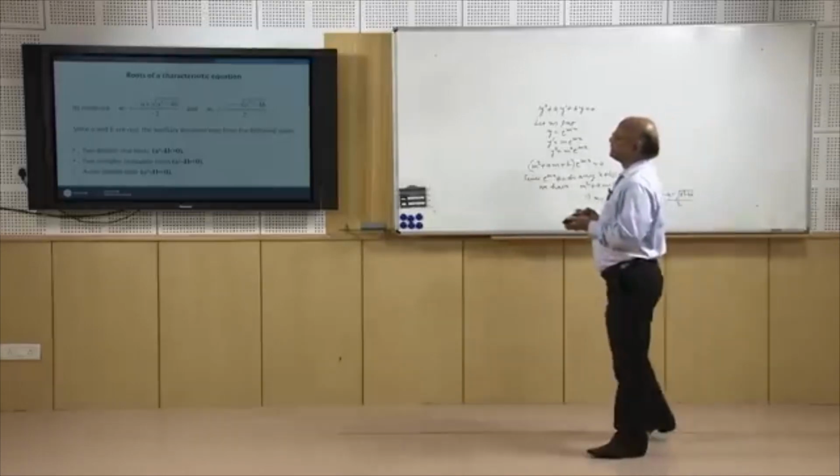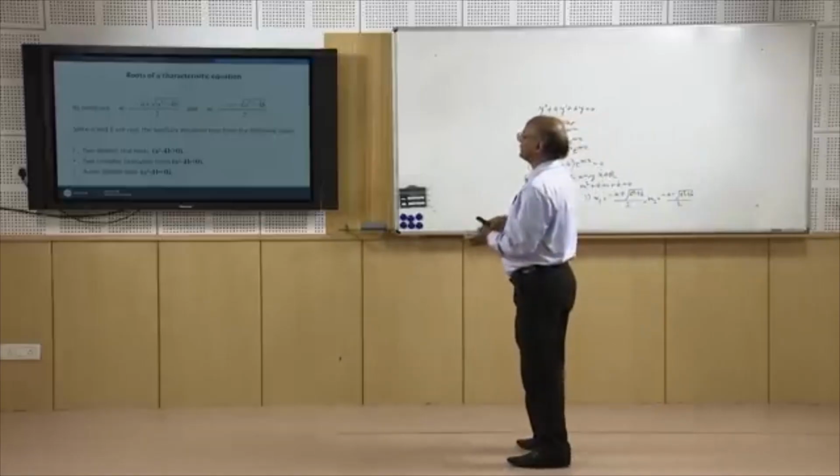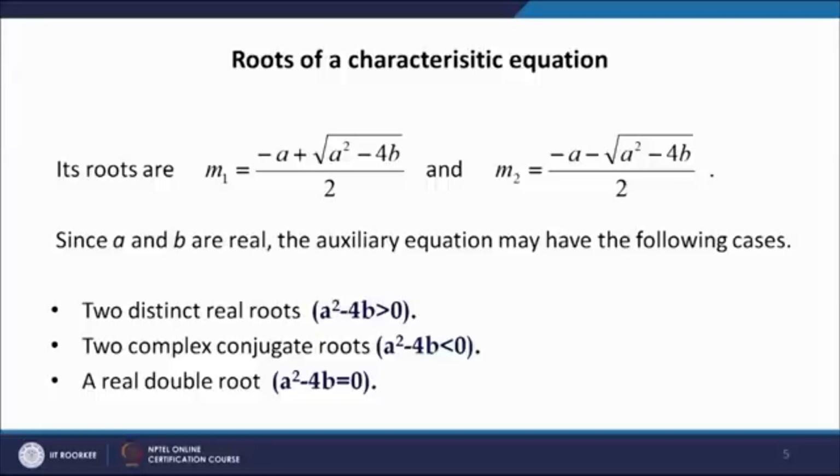So there arise three cases. We shall get two distinct real roots provided the discriminant a square minus 4b is greater than 0, two complex conjugate roots provided a square minus 4b is less than 0, and a real double root when a square minus 4b equal to 0. So we shall discuss these three cases one by one.